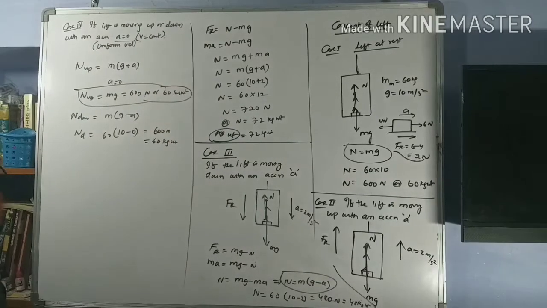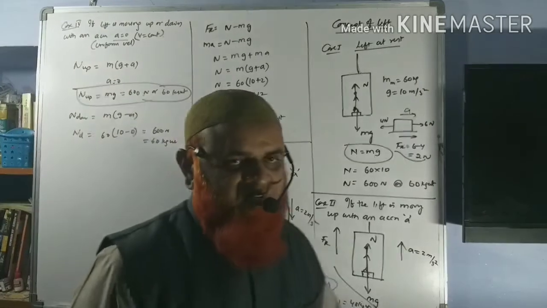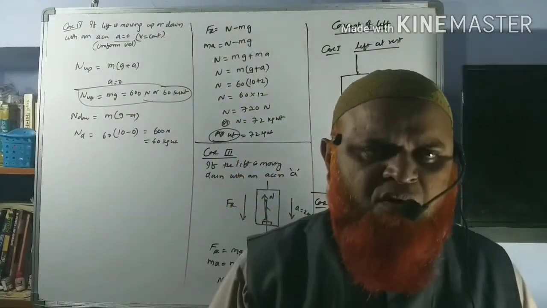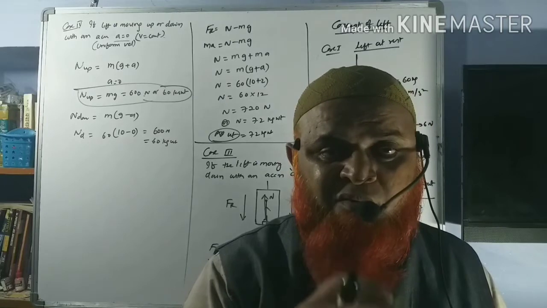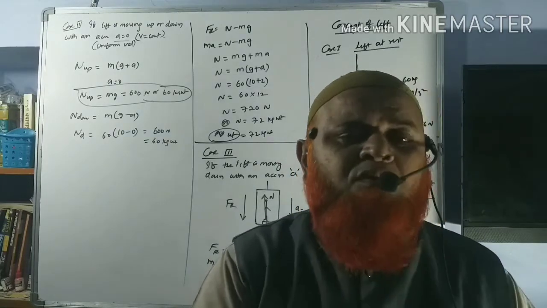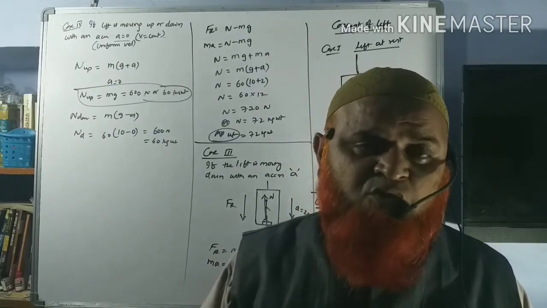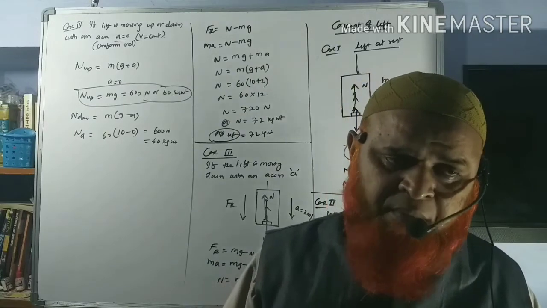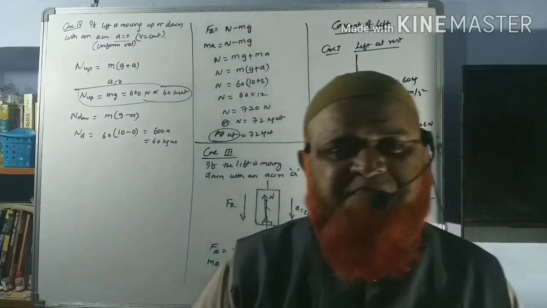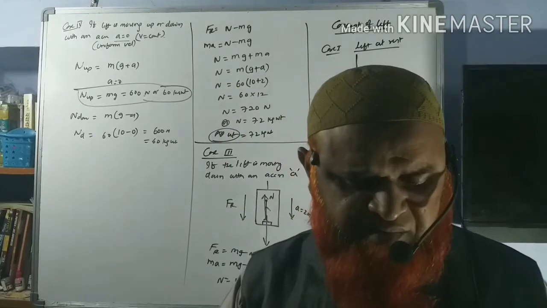So what does it actually mean? The meaning of this is, when the lift is moving up or down with a uniform velocity, with an acceleration equal to 0, your weight is not going to change. It shows your actual weight. Got the point? To understand this, I can give a beautiful example here.